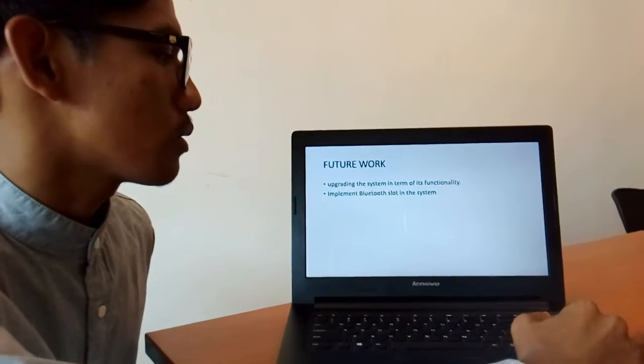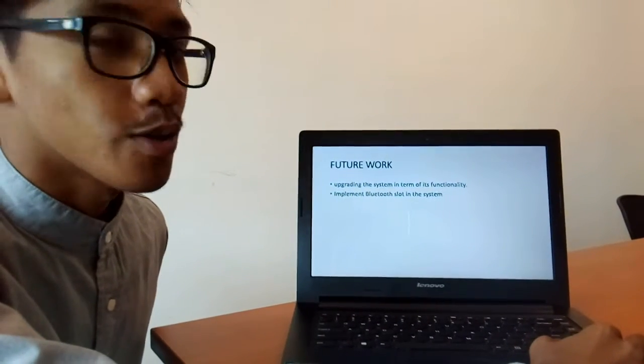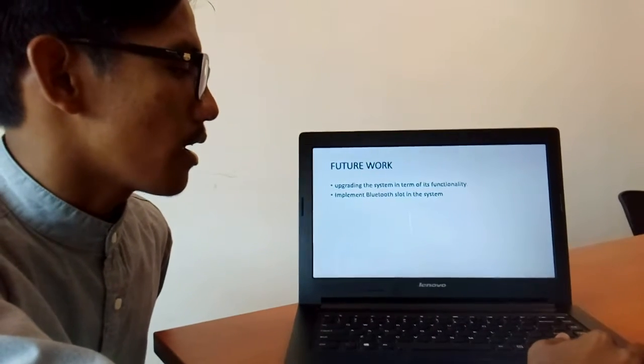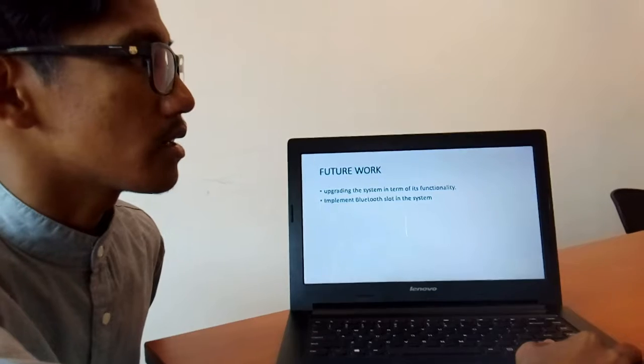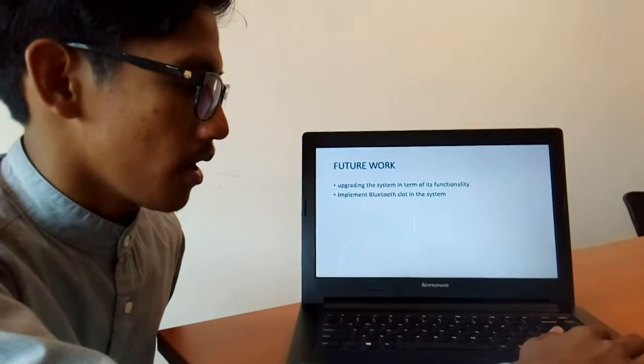For the future work, we decided to upgrade the system in terms of its functionality, and we decided to implement a Bluetooth module in the system. I think that's all.